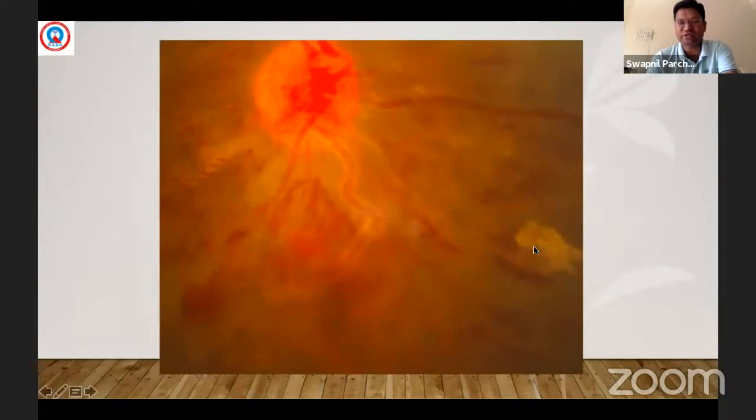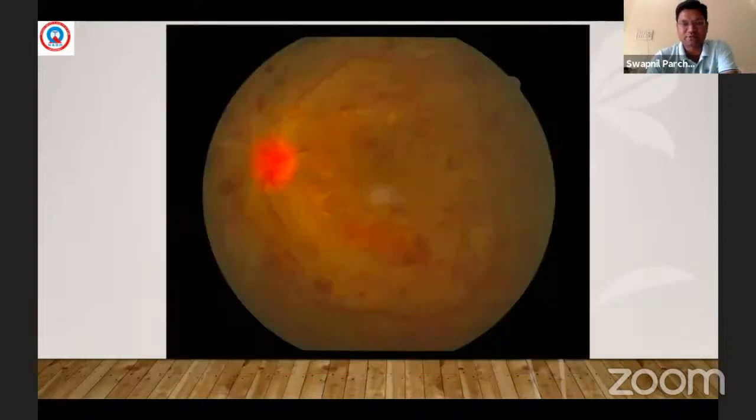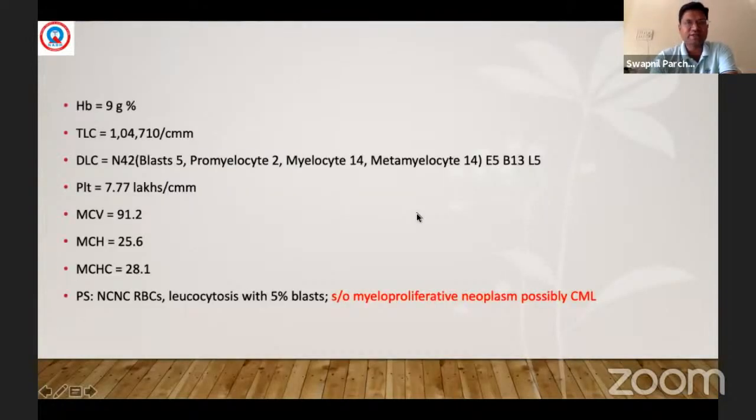Mainly, if you see the nasal part of the retina, we can again see a similar kind of granular retinal infiltrates, which are actually looking like clumps. This is the picture of the left eye showing NVD, vasculitis, and retinal hemorrhages. Again, this patient also had a low HB count, his TLC was quite raised, DLC was deranged, and the peripheral smear again was suggestive of CML.